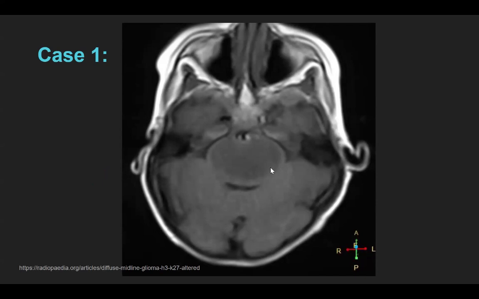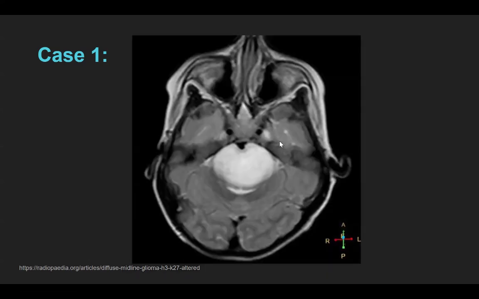This is a T1 MRI image, the axial view. I can see a hypo to isodense lesion within the pons that seems to be expanding the pons outwards, both anteriorly and posteriorly. Yeah, that's right. I can see a hypo to isointense lesion here, which is expanding the pons and diffusely involving the pons.